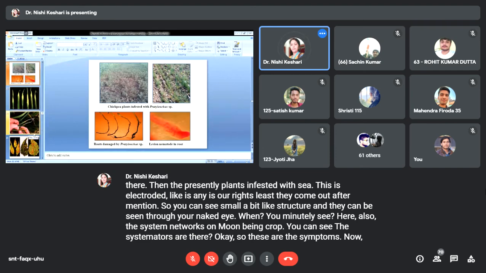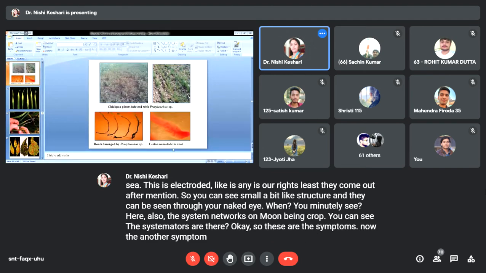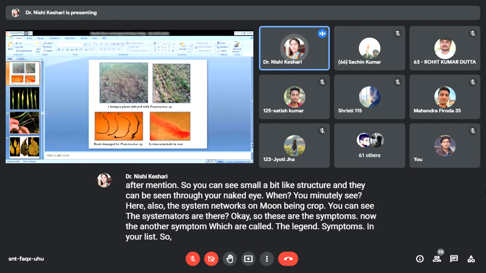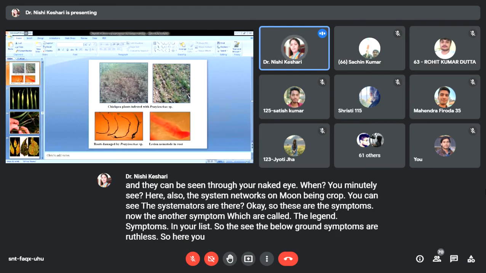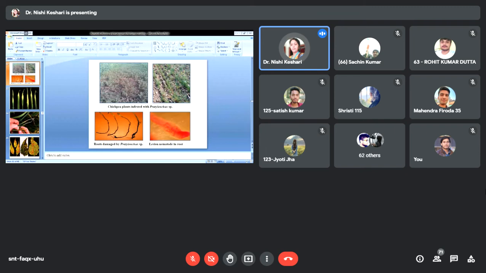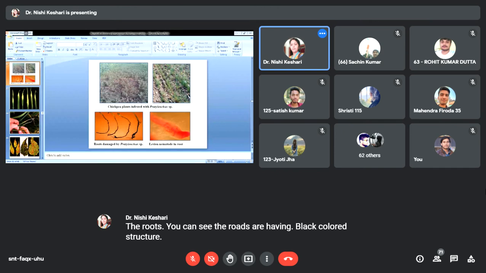Okay, so these are the symptoms. Now another symptom is called the lesion symptoms. In your list, the below ground symptoms are root lesions. Here you can see the roots are having black colored structure. Yes, these roots become black.